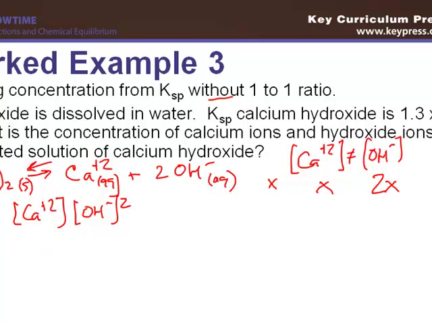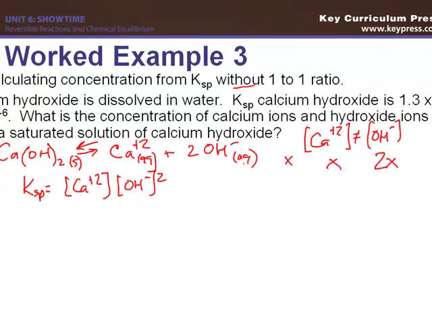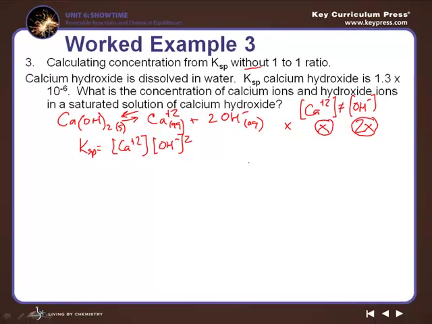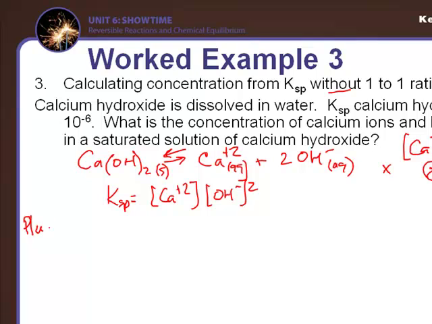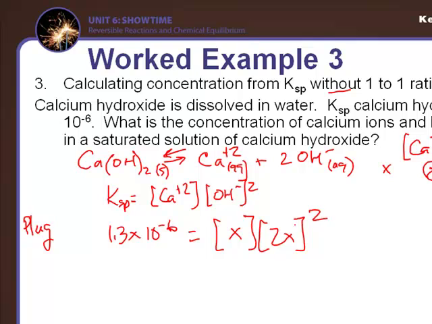To solve a problem like this, you have to make only one assumption, and that is that calcium is going to be my X and hydroxide is going to be my 2X. So the next thing we do is plug in the values. We plug in the KSP, which is 1.3 times 10 to the negative 6th. The calcium, we're going to plug in X for it, and the hydroxide, we're going to plug in 2X, but we have to remember that it is still squared because of the KSP equilibrium equation.